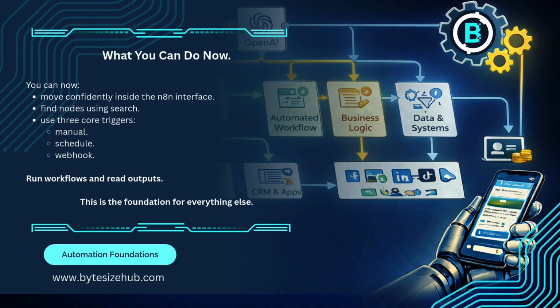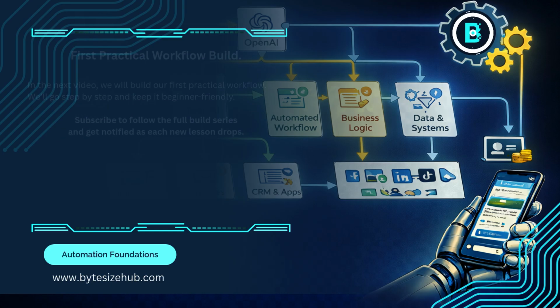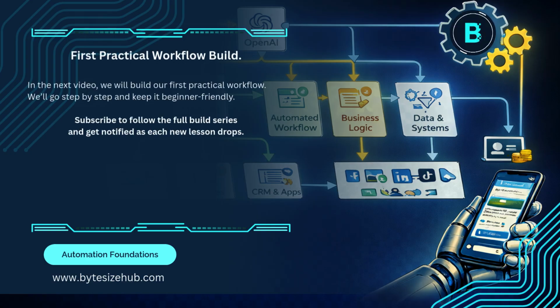You can now move confidently inside the n8n interface. Find nodes using search. Use 3 core triggers: manual, schedule, webhook, run workflows and read outputs. This is the foundation for everything else. First practical workflow build. In the next video, we will build our first practical workflow. We'll go step by step and keep it beginner friendly.